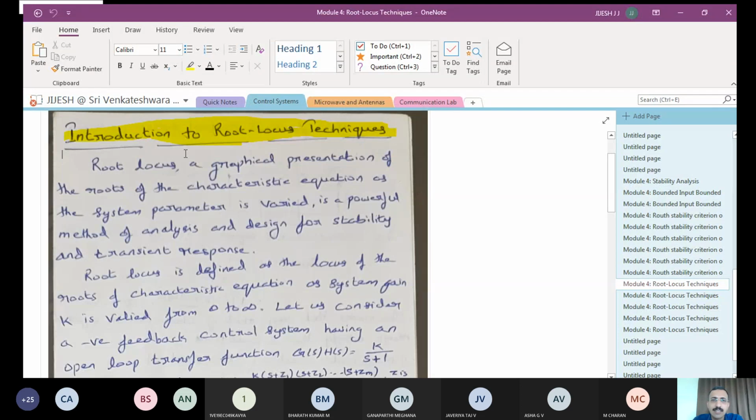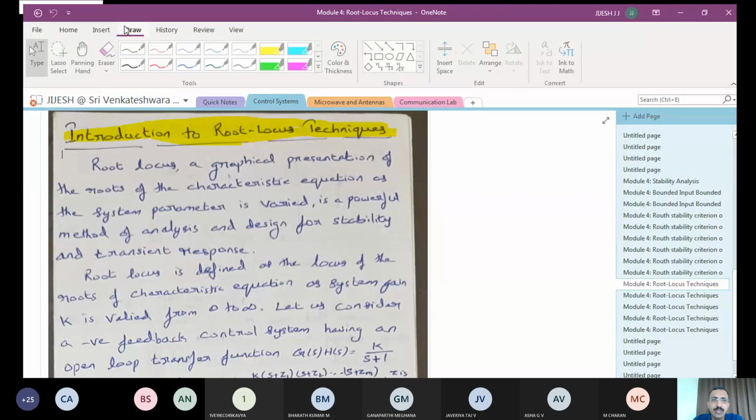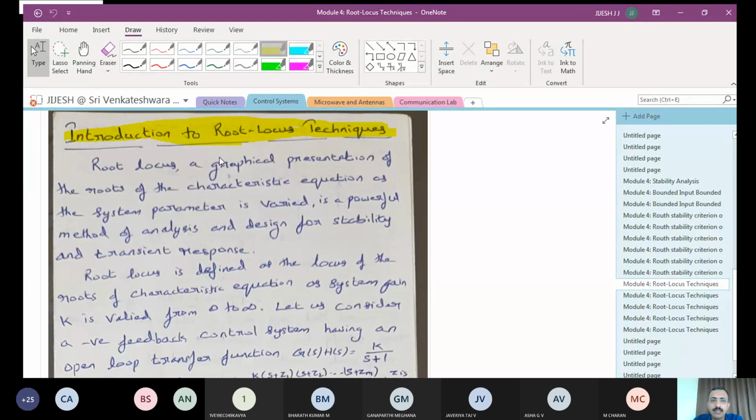So what is root locus? It is a graphical representation. You are going to draw the graph, and you are going to see how the location of the roots will be plotted, where the roots are placed, and all those things we will try to understand here. So root locus is a graphical representation. If you have a graph sheet, good. If you don't have a graph sheet, you can plot it in the notebook itself. Okay. So it is a graphical representation of the roots of the characteristic equation.